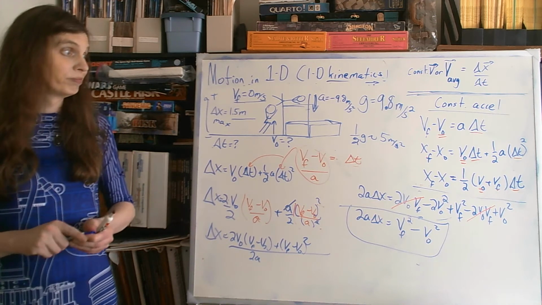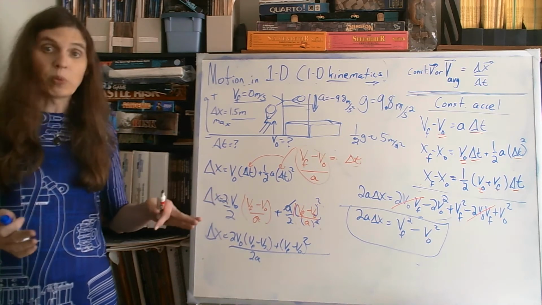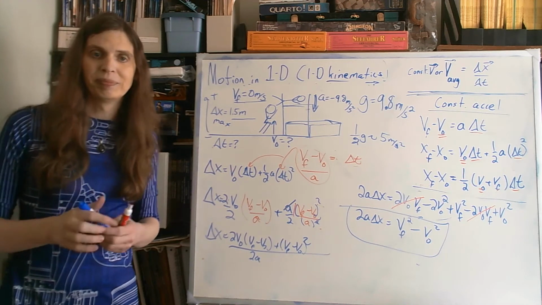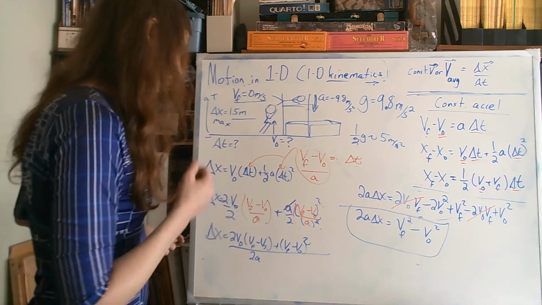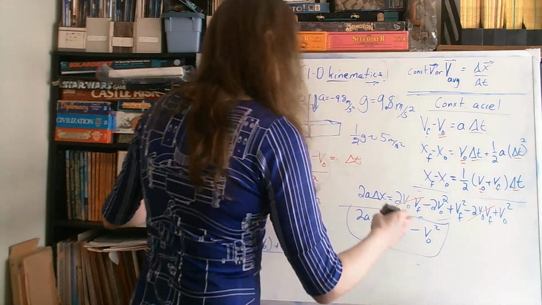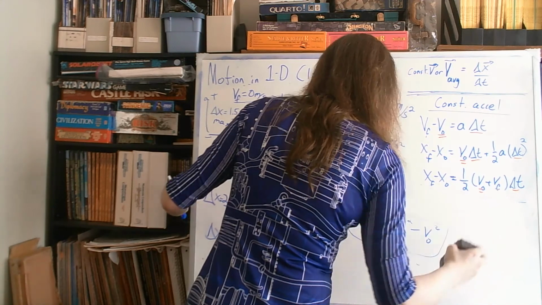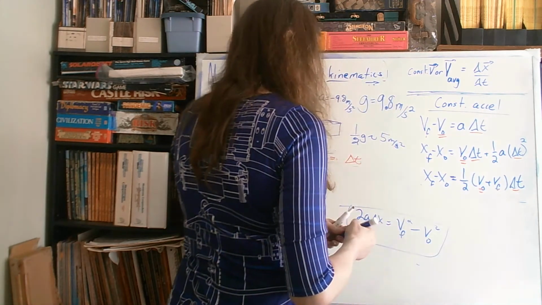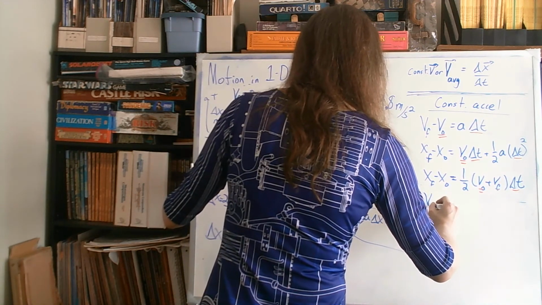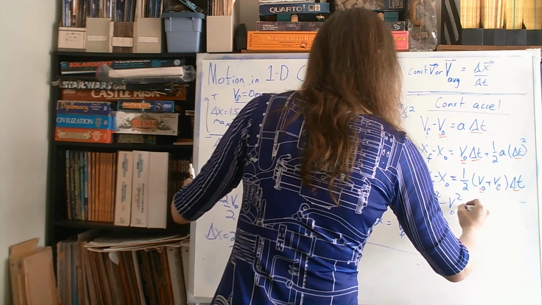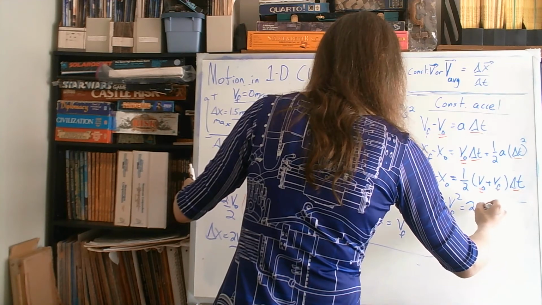So I'm going to rewrite that in just a moment, and then we'll actually come back to the problem. Okay, so let's do that. I'm going to put our v final squared minus the original squared on the left side, though.